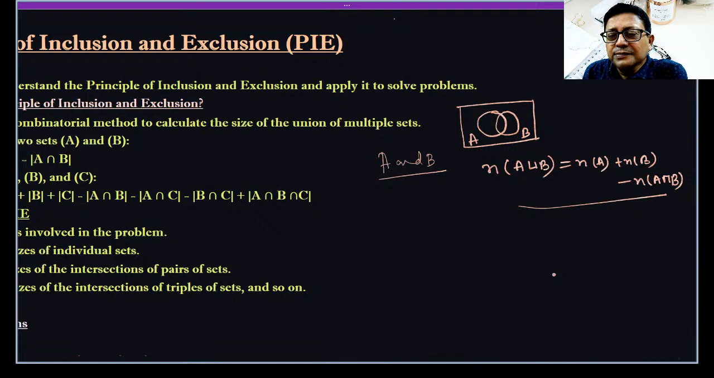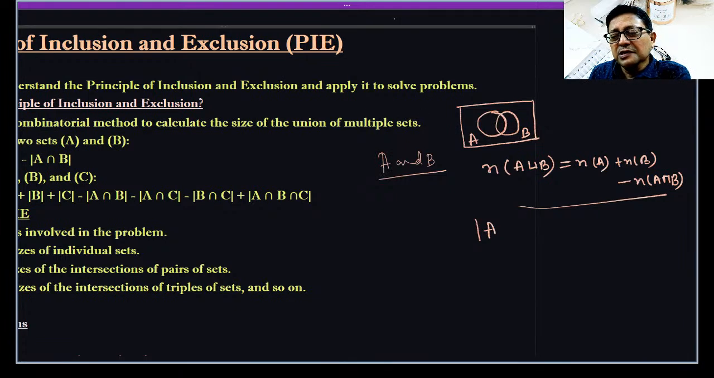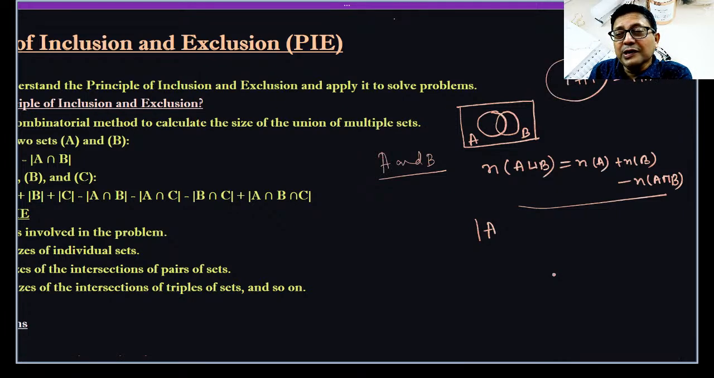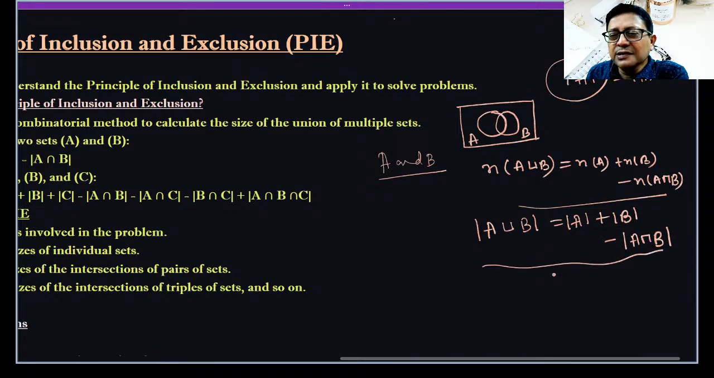What you are doing there, you are finding number of elements. We can use the cardinal number symbol also. Cardinal number symbol means number of elements in set A can be taken this way, NA. Not mod A, this is for cardinal number. Cardinal number in A union B will be cardinal number in A, then B, minus A intersection B.